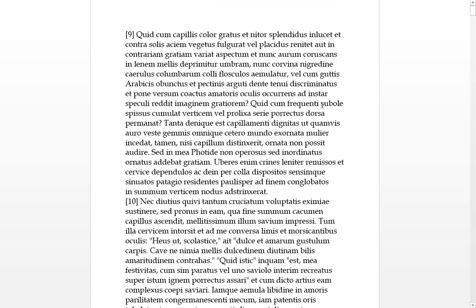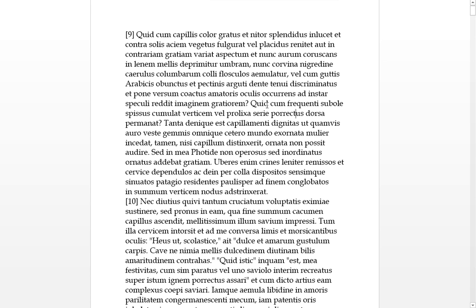Quid cum frequenti subol spissus cumulat vertisem vel prolixisiris perectus dorsa permanet? Another question. So, verbs of permeate. So, what when these subol, which is the offshoots or whatever, but since it's hair, and frequenti, it looks like it's ablative singular for an adjective. And spissus means thickly. So, looks like when these hairs are thick and bunched up on the vertus, the vertus is the top of the head, or perectus, which means stretched out in a prolix series, in a long series, this hair permeates down the dorsa. The dorsa is your back.